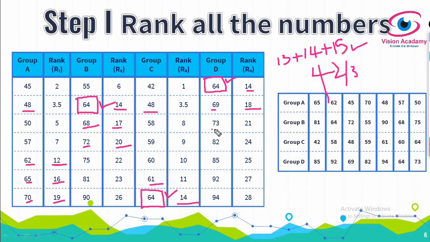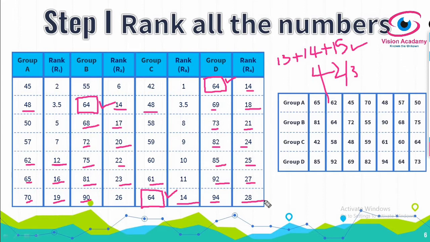After 72, 73 is here, that is 21. After 73 we have 75, that is 22. After 75 we have 81, which is given 23. After 81, 82, that is 24. After that 85, that is 25. After 85 we have 90, that is 26. After 90, 92, 27. And lastly 94, 28.